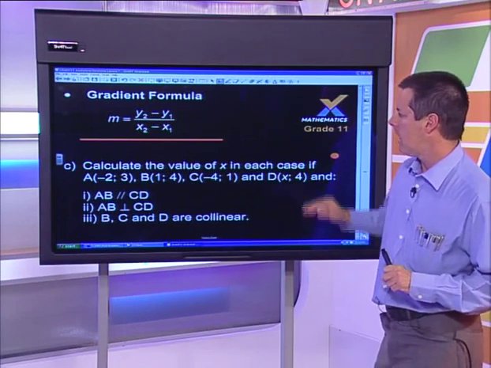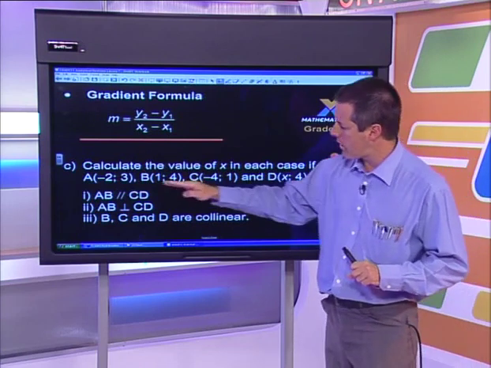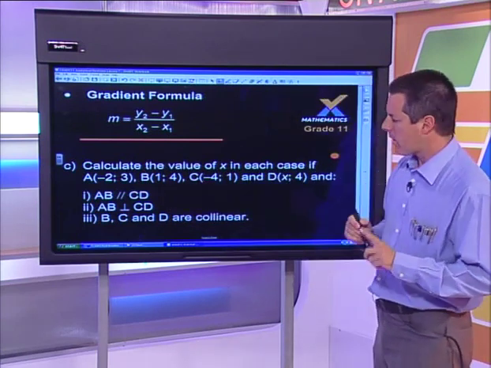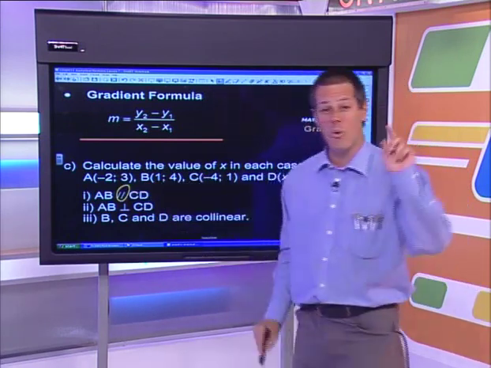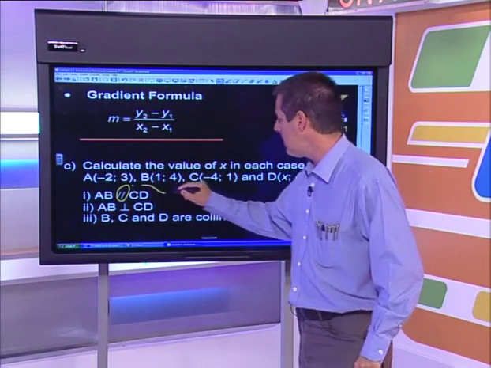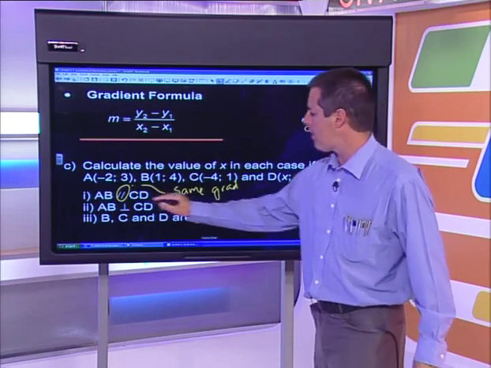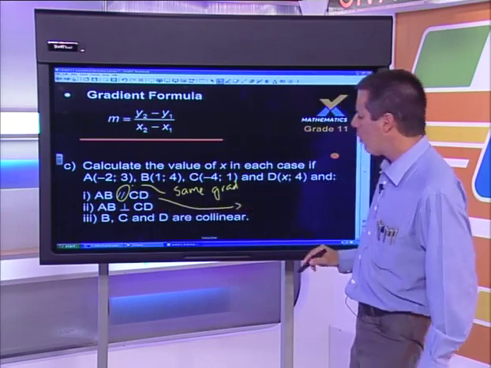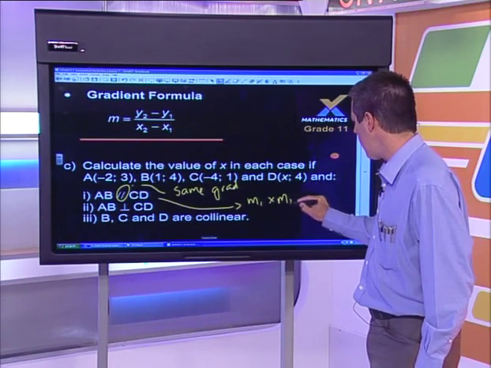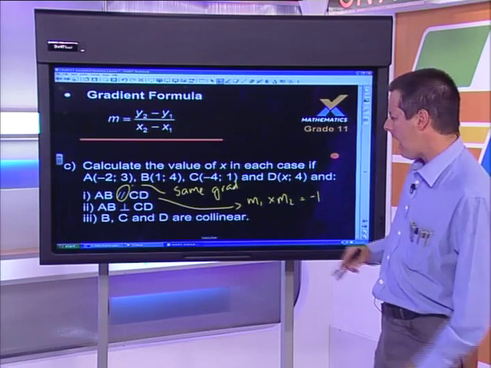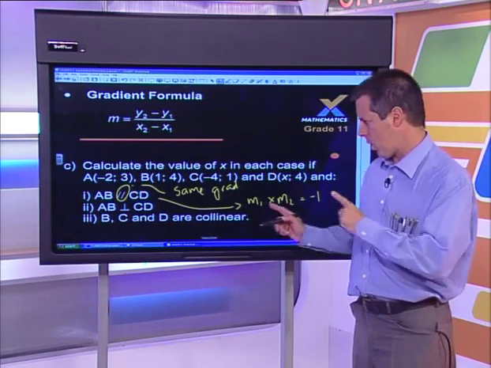And this question says to us, calculate the value of an unknown in each case. So we're presented with three different scenarios. And so what they're doing in this question is we're talking about parallel. And I know you're all shouting at home saying, parallel, same gradient. Okay, so that's important. And then we talk about perpendicular. And you should also know from the matric formula sheet that the product of the two gradients is negative 1. And we also talk about collinear, but I'm going to wait for that. And we'll just talk briefly, but I'm not going to solve that.